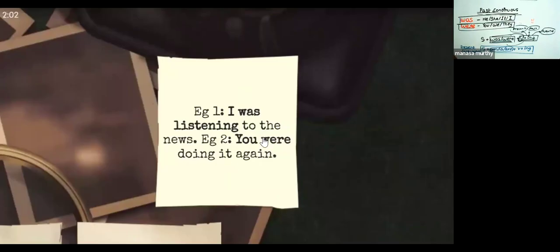Next, you were doing it again. Here, was as a helping verb is used. Here, were is used. You, we, they, we use were. Correct. I was listening to the news. Arpita and Asha were studying for the exam. They were plucking the flowers. Correct.